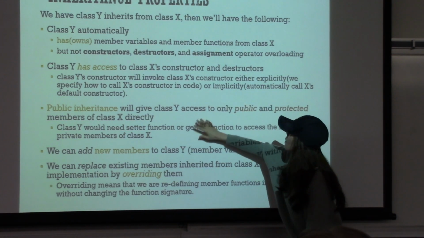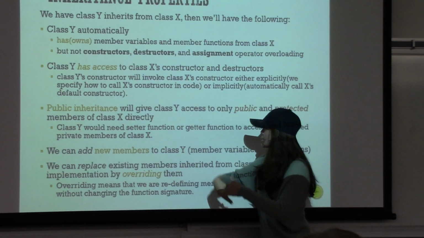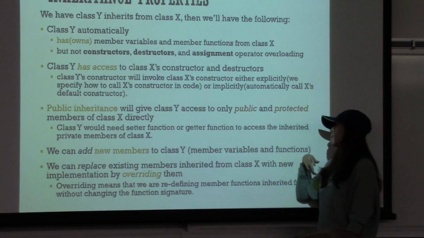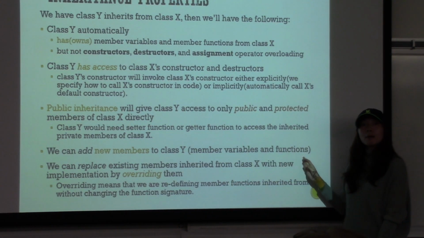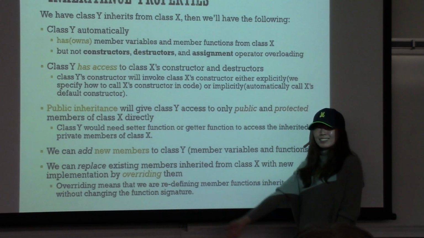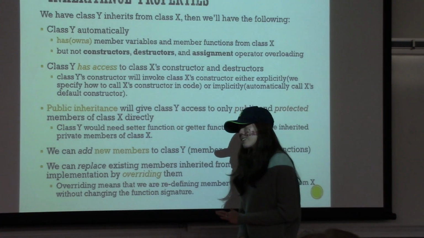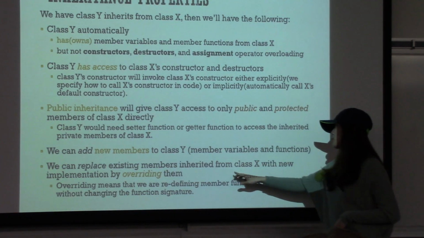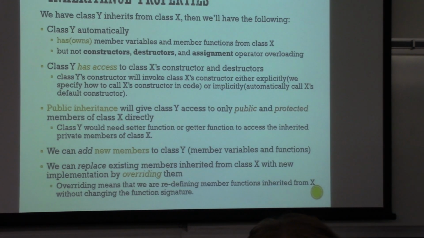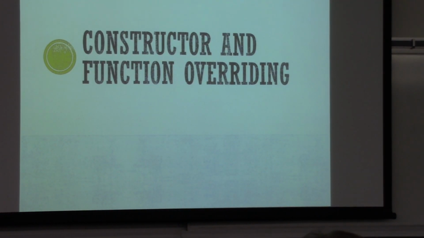All right, so those are all about inheriting directly from class X. Let's look at what I can do on top. For class Y, you can add new members that include member variables and member functions. You can add new stuff. You can also replace something that you inherited. You can replace an existing member inherited from class X with a new implementation by what we call overriding. Okay? And we will show examples often, but this is one page to summarize.